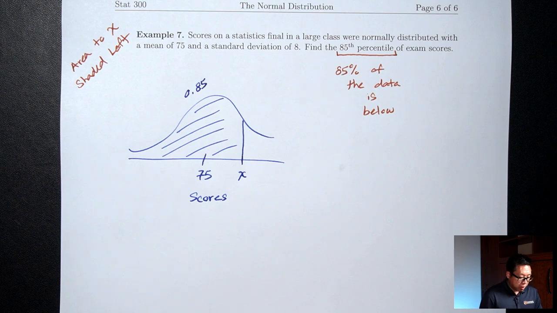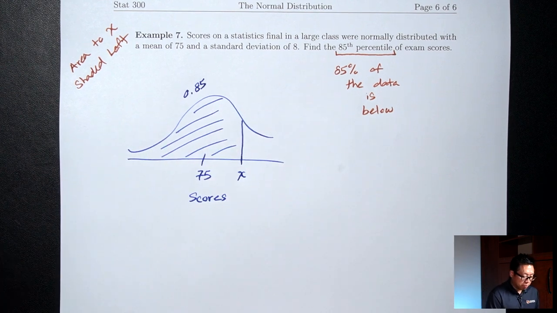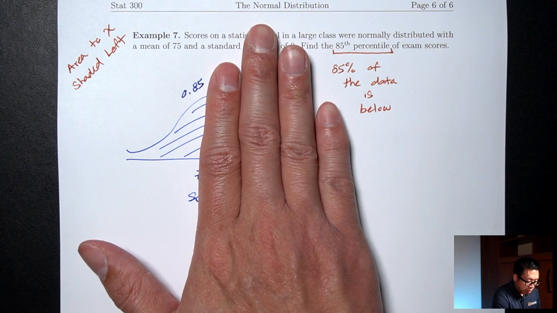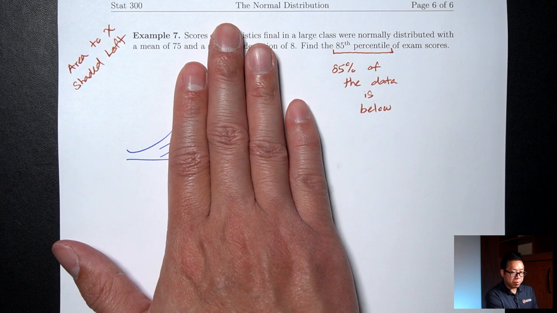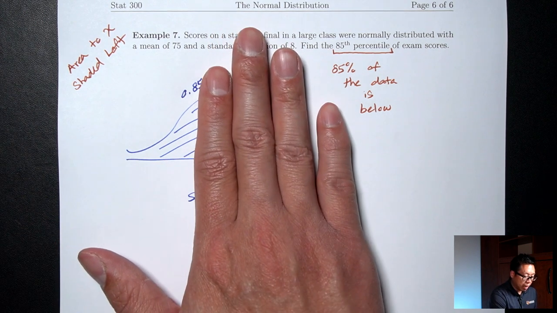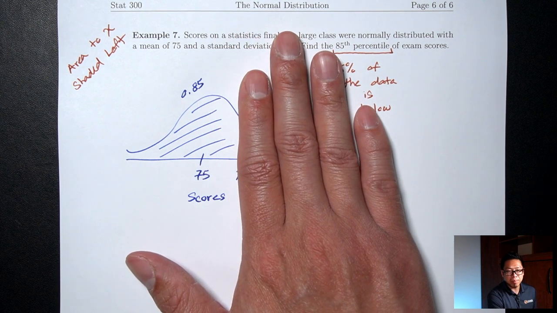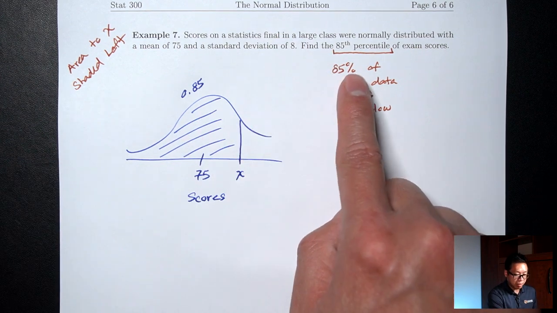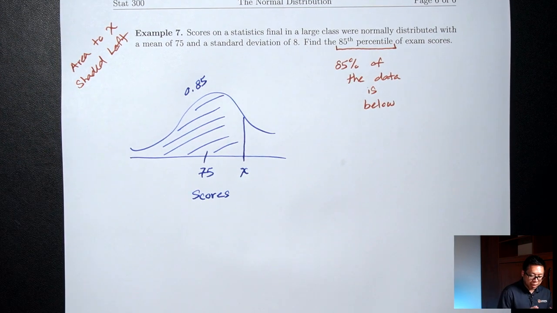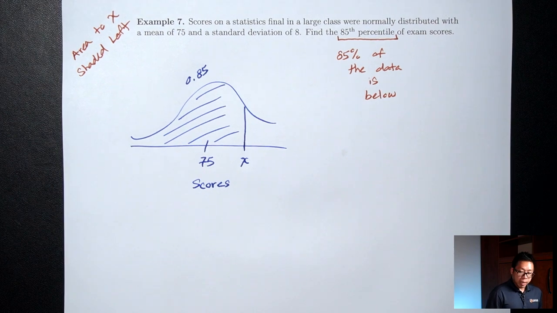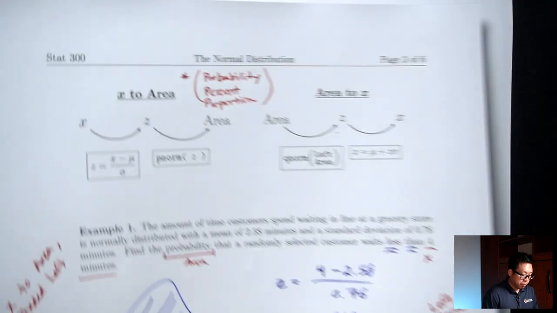Now, why do I know that the X is on the right side here? Well, I know that that's 50%, right? If the X is on the left side, then I have that area to the left, which is less than 50%. So because I want an area of 85%, it would have to be over here, right? To get an area that's big enough to be 85%. So once again, it's not that important that you have the X on the right side. What is important is that you have your picture shaded to the left. Okay, so this is an area to X.